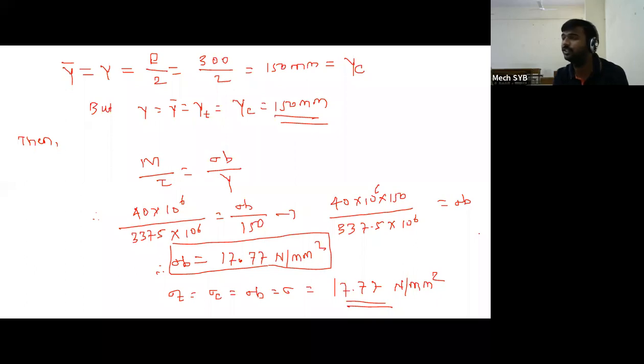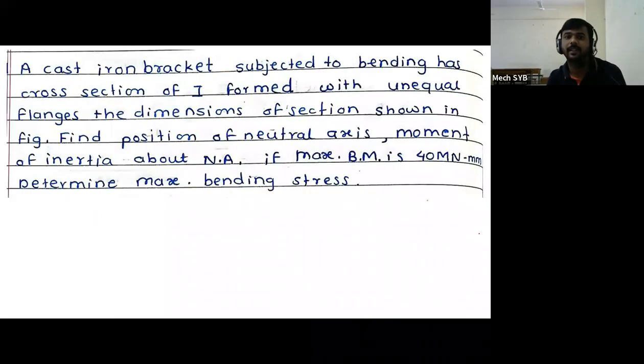Because your CG is concentrating at the center. Okay, so this is about the second numerical which we have solved based on the cantilever beam, and it is subjected to the rectangular section. So we will check the next one. So you can take this statement in your notebook.